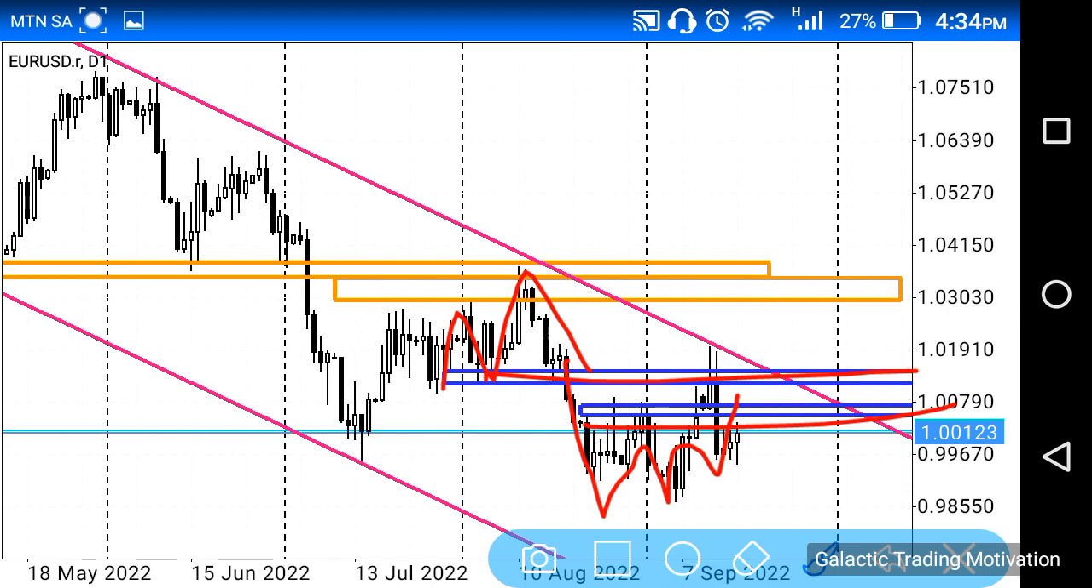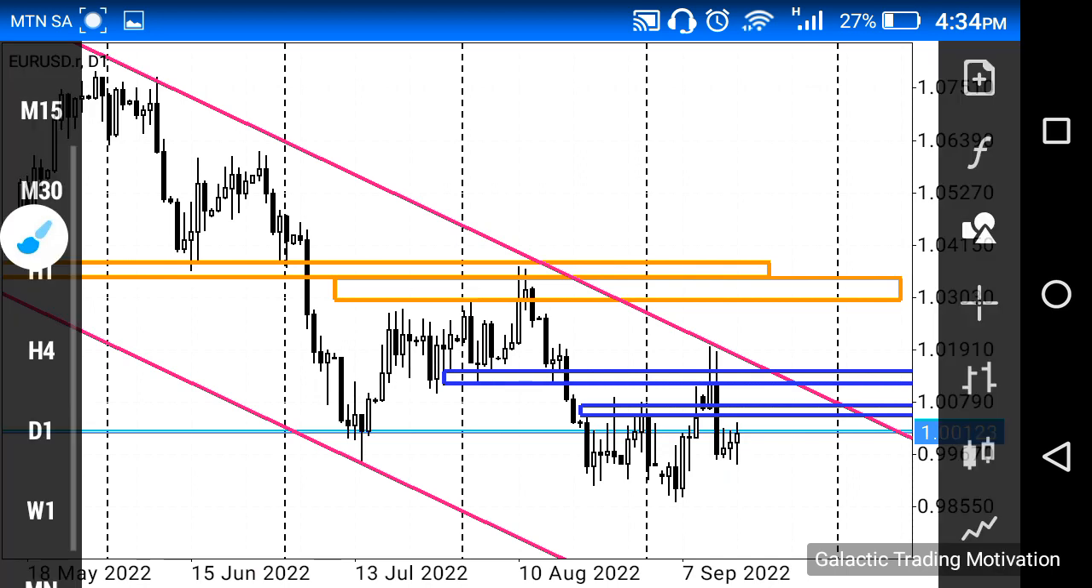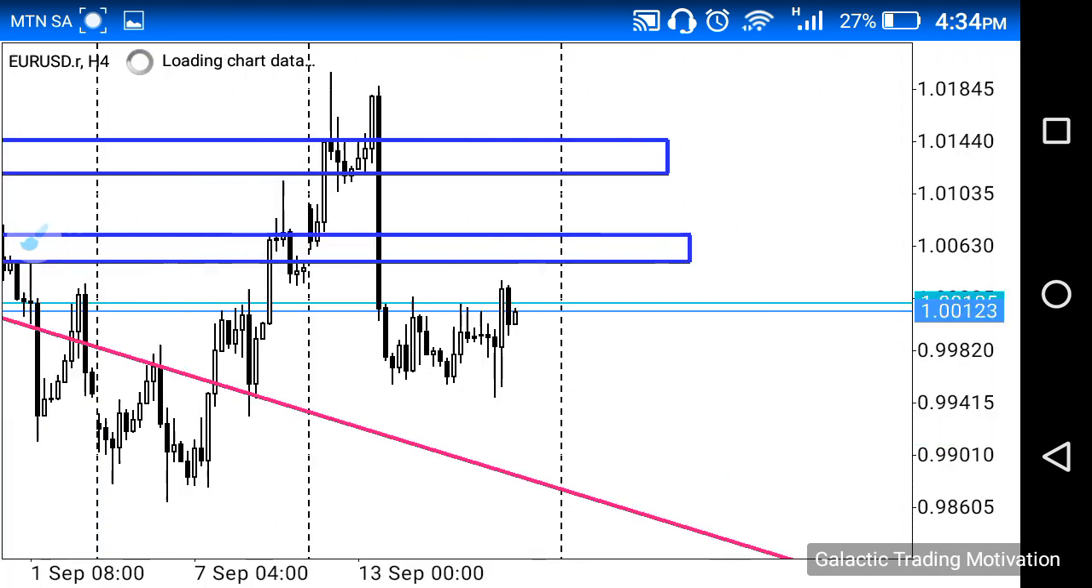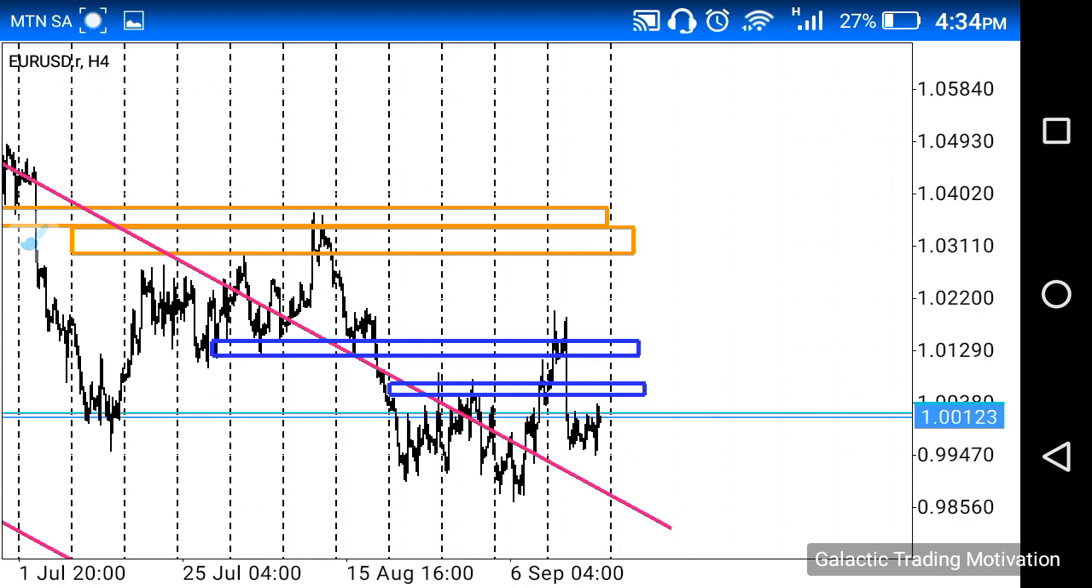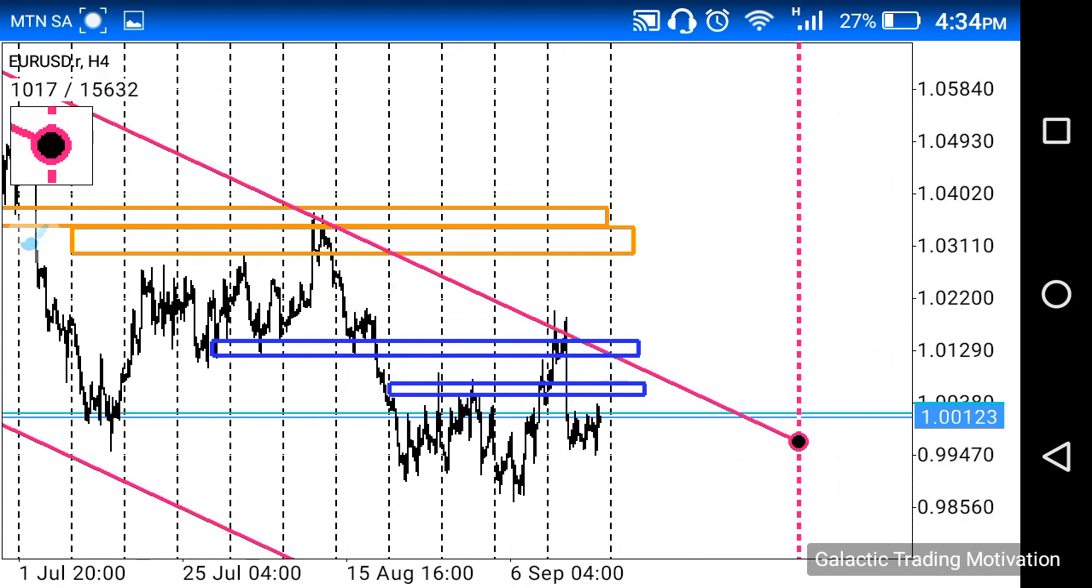at this point I don't see any selling or buying opportunities for that matter. So I will have to go down to the H4 chart to see if we can actually get away with making any buying or selling decisions.